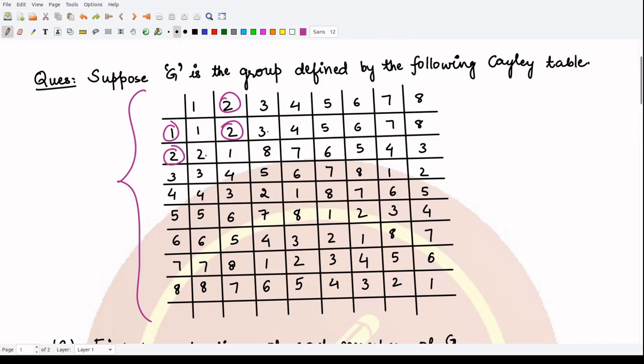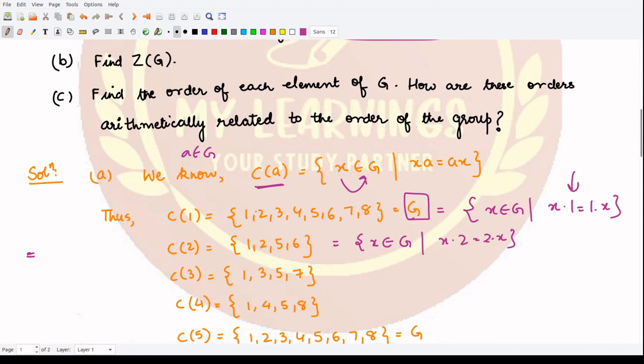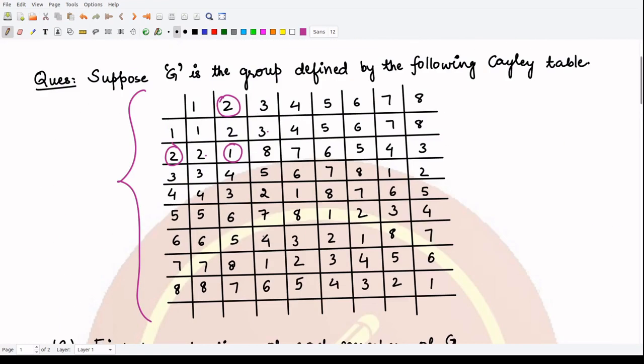Does 2 commute with itself? 2 star 2 is 1 and 2 star 2 is again 1. So obviously 2 would come here. What about the next element, 3? 2 star 3 is 8, then 3 star 2 is 4. They are not equal to each other. So that means 3 won't come here.